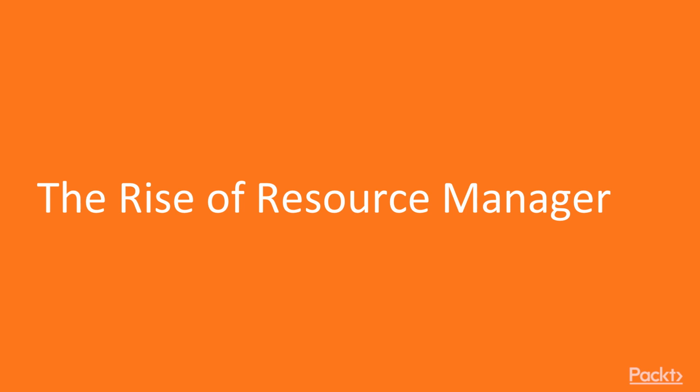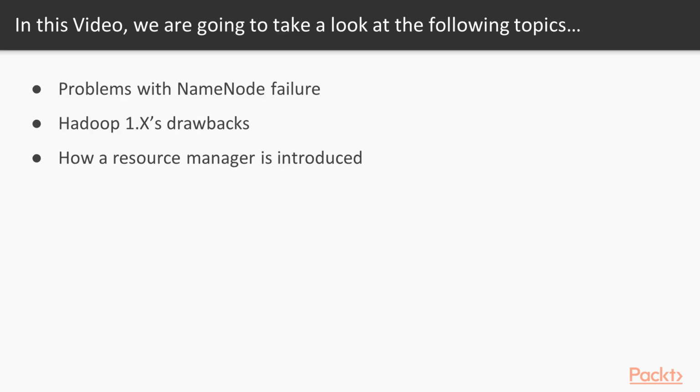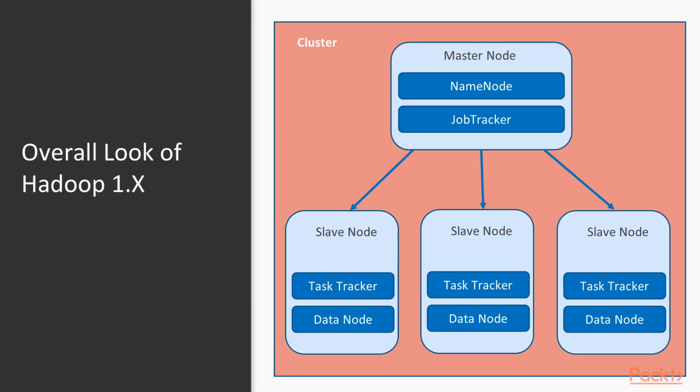First of all, we'll pick up the first video of it, which is Rise of Resource Manager. In this video, we are going to take a look at the overall look of Hadoop 1.x version. We'll talk about what is job tracker, what is task tracker, and then the anatomy of Hadoop 1.x, and then we'll talk about the problems with Hadoop version 1. What are the problems with NameNode failure, and then we talk about the drawbacks. Then we talk about the resource manager, how and why a particular resource manager, and what this resource manager is all about. So this is the whole look.